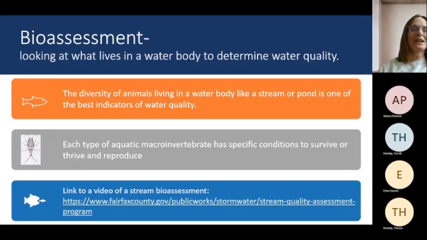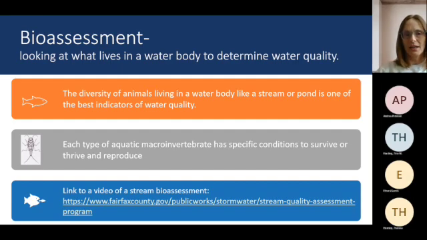All right, so we call this looking at what lives in a water body a bioassessment. So again, we can break that word into parts. Bio means life, and assessment, you take assessments in school, and those are tests or evaluations that your teacher gives you just to see how you're doing. So a bioassessment is looking at what lives in the water to determine how that water body is doing for supporting life.